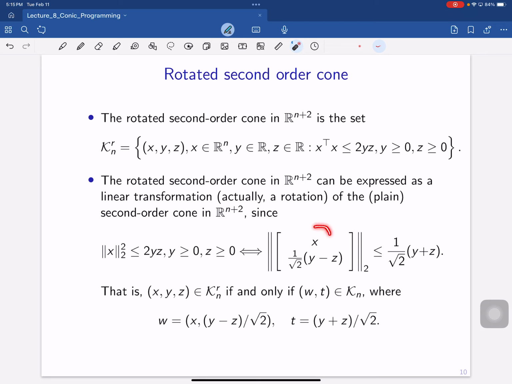where you can think about x being the first n dimensions, and then (1 over square root 2)(y minus z) is the last dimension of the vector, right? So you could define w equal to x, and then t equals the right-hand side, and then you could check. It's very simple to check. It is a rotated second order cone, right?